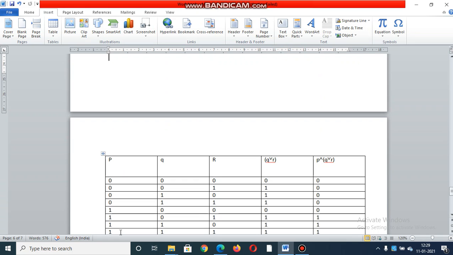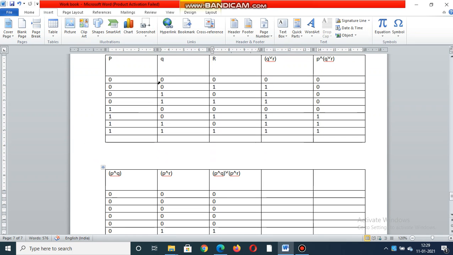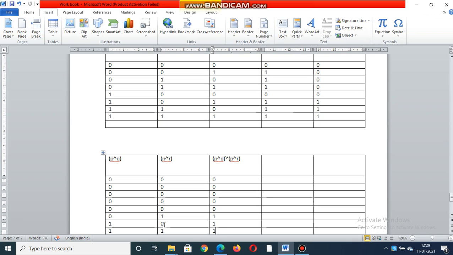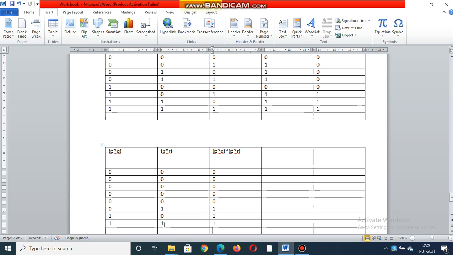Next we have to execute P conjunction R. So this column as well as this column. 0, 0 output is 0. 0, 1 once again 0. 0, 0 output is 0. 0, 1 once again output is 0. 1, 0 output is 0. 1, 1 output is 1. 1, 0 output is 0. 1, 1 output is 1.